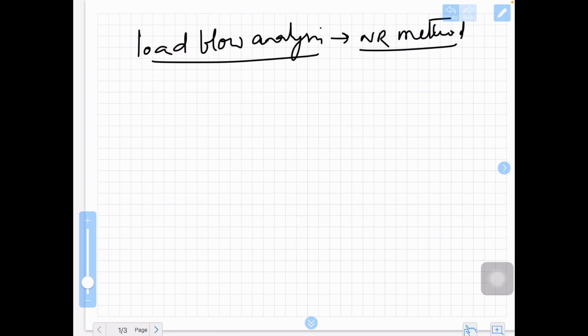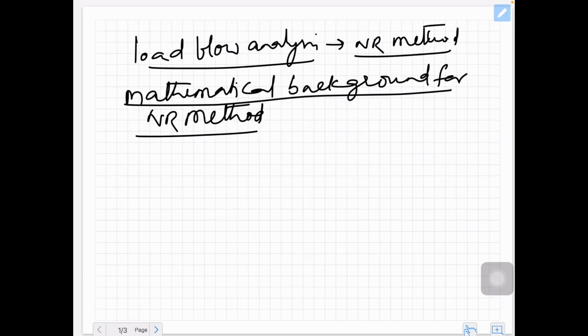So the calculation becomes very simple. If you consider the second and higher order terms, the calculation becomes more complex. So the accuracy of the calculations may increase if we include the second and higher order terms. So in this video, I will be explaining the mathematical background for the NR method. This is one of the simple derivations they keep on asking in the university exams.